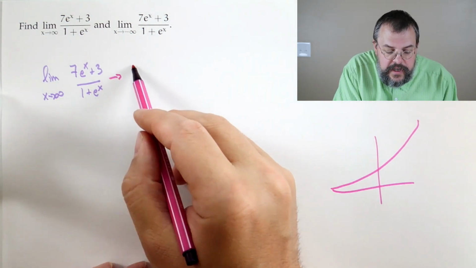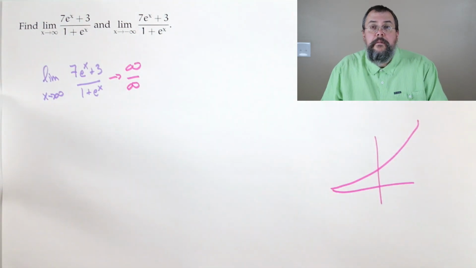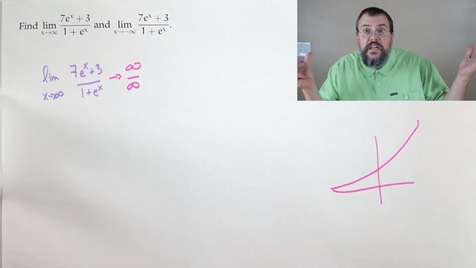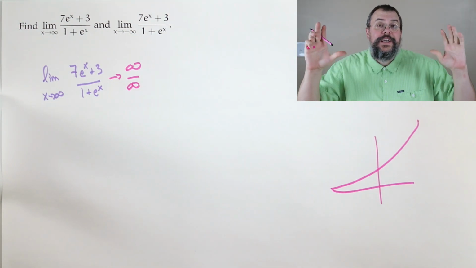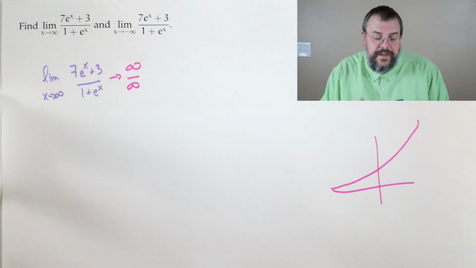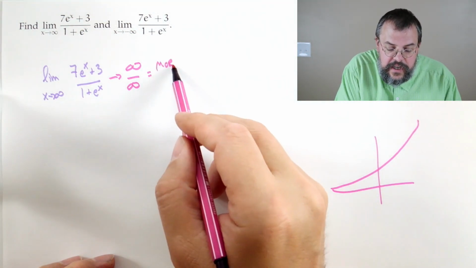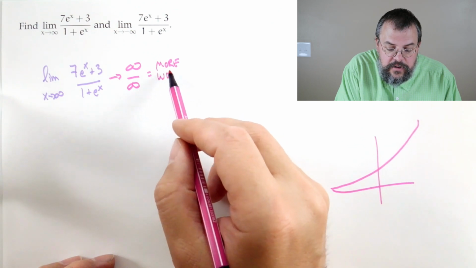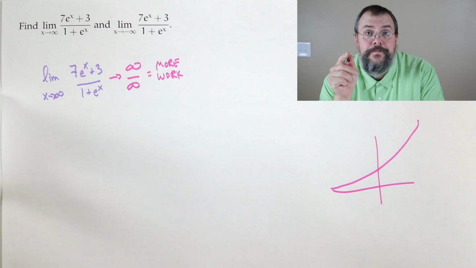And so, what can we say? Well, the top is going to get big. Same thing with the bottom. E to the x is getting big. That plus 1 is inconsequential. All right, so we're going to get big over big, infinity over infinity. Now we see, yes, it's a true thing. This will require us to do more work.